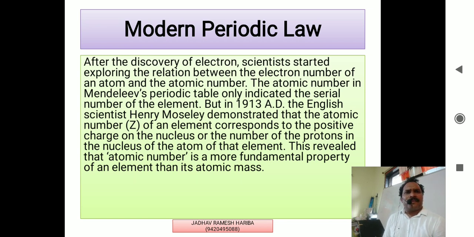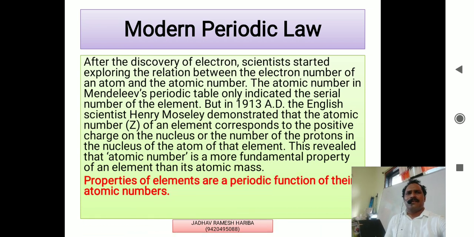In 1930, English scientist Henry Moseley demonstrated that the atomic number of an element corresponds to the positive charge on the nucleus, or the number of protons in the nucleus of an atom of that element. This reveals that the atomic number is a more fundamental property of the element than the atomic mass.